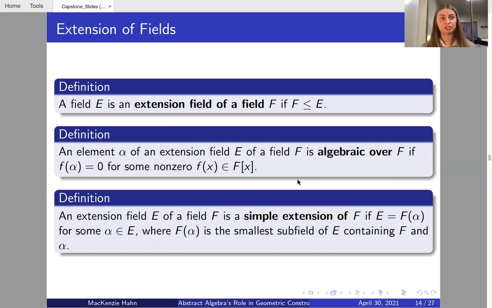A simple extension is the smallest subfield of a field E containing a field F and alpha. And so we can take an element and we can add it to a field, and it's going to be closed under the operations that make it a field. So therefore, a simple extension is a field generated by F and alpha.